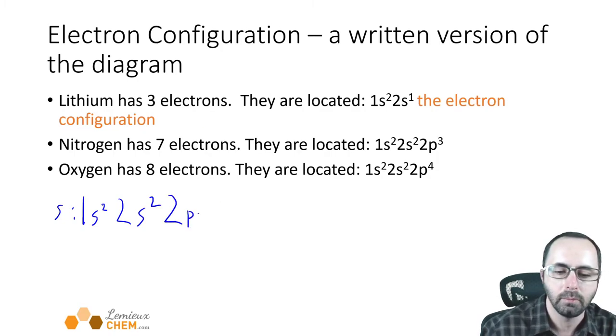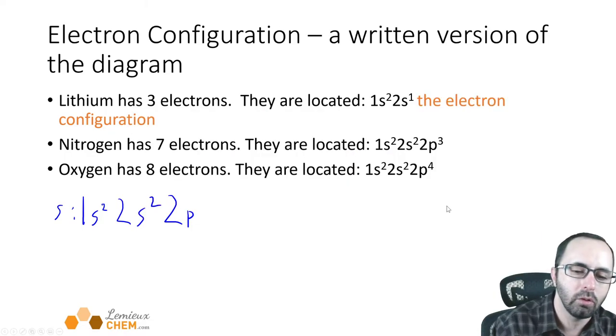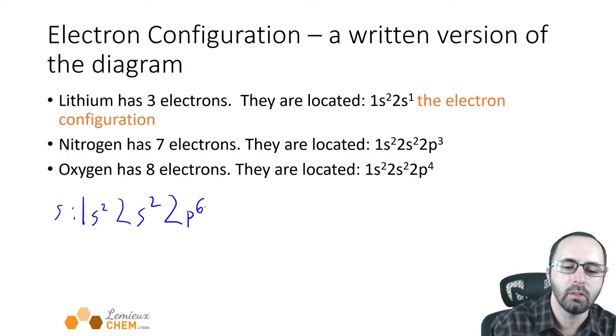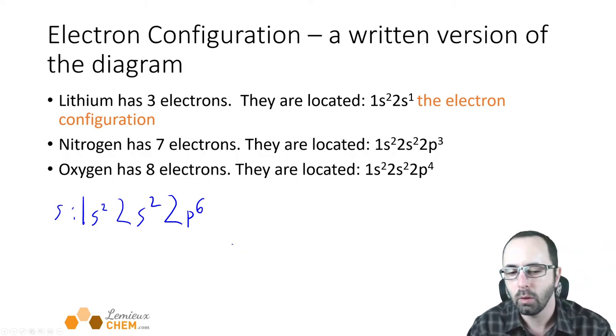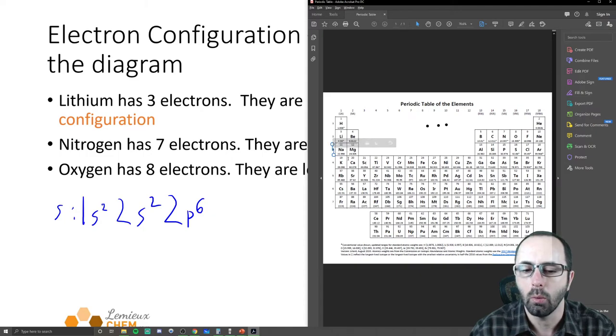So we're going to write 2p. And then we're going to count our way across. 1, 2, 3, 4, 5, 6. 6 across. So we write 2p6. Because there's 3 p orbitals, 2 electrons can fit in each one, 6 total. Now we're at the end of the second row where neon is. So we're going to drop down to the third row. And we'll write 3.